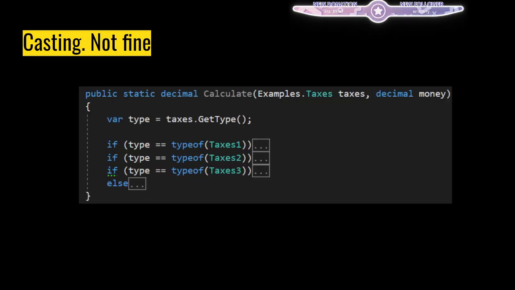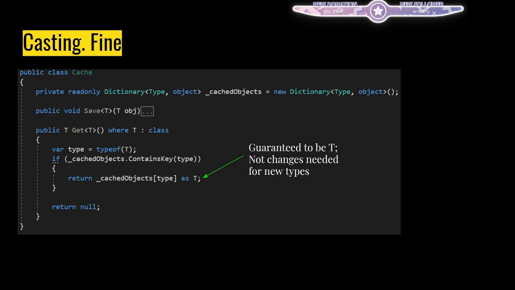So this kind of casting is not fine. We do not want to check what types things are and based on that do some logic. For example, calculating taxes. That's quite bad. However, this is much better.